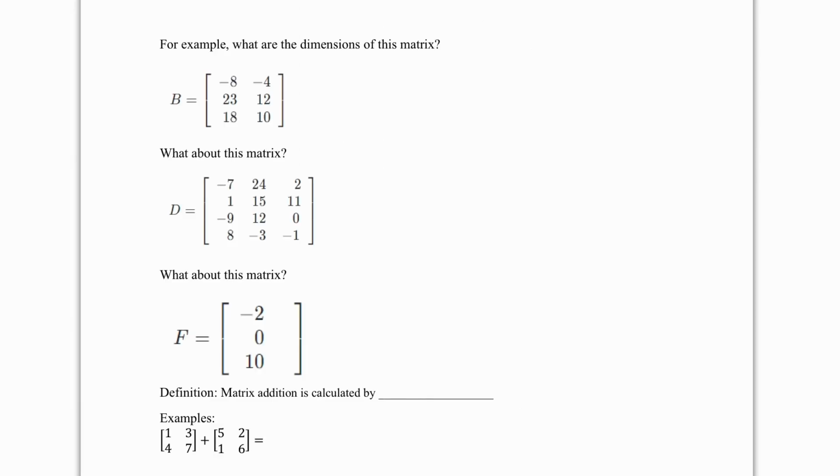So let's look at some examples here. What do we think the dimensions of this matrix are? Well, we have 1, 2, 3 rows and 1, 2 columns. So we have 3 rows, 2 columns. So it would be a 3 by 2 matrix. That's how we say it. It's a 3 by 2.